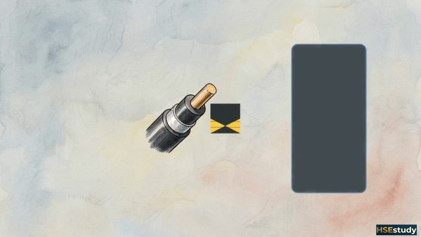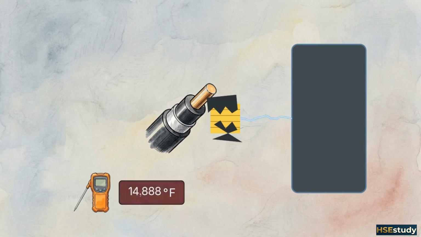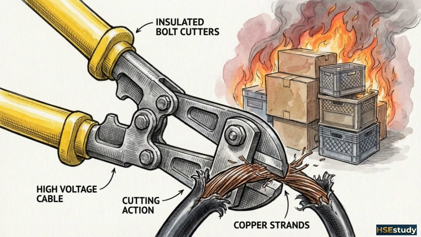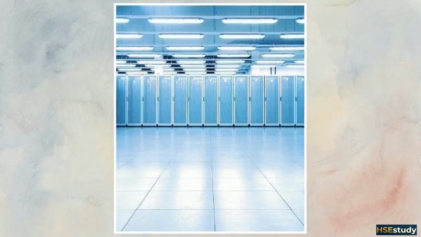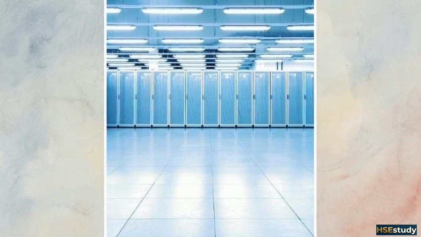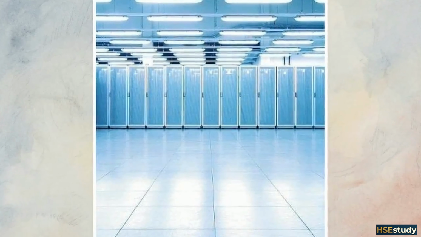A Class C fire is defined by the energized state of the equipment. When current jumps across damaged insulation, the resulting electrical arc can exceed 35,000 degrees Fahrenheit, instantly igniting nearby materials. Technically, once power is fully disconnected, the hazard reverts to its underlying fuel, usually Class A plastics and paper or Class B flammable liquids. But in critical facilities, immediate de-energization often means crippling downtime.